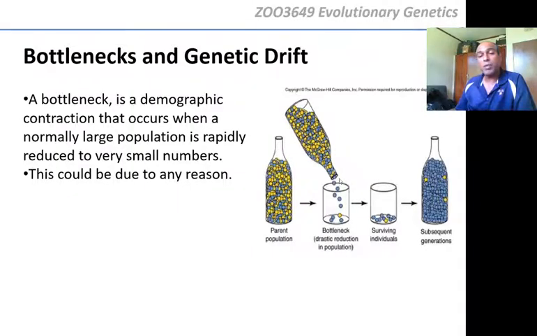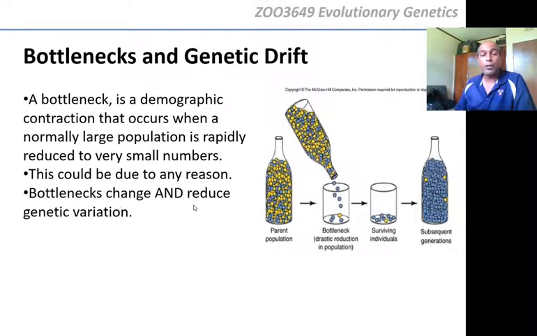And what comes through the neck of the bottle? Everything? No. Only a few things come through the neck of the bottle. And whatever comes through the neck of the bottle, that is all the future generation is going to have. So it could be due to any reason. Usually it's due to human activity, right?